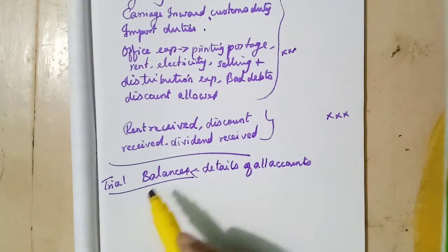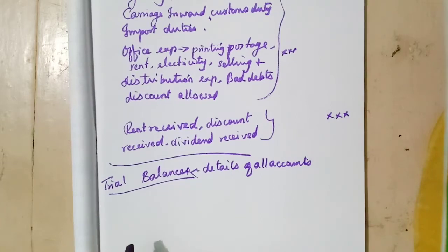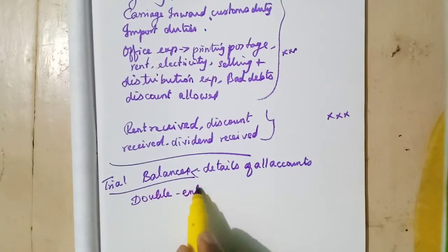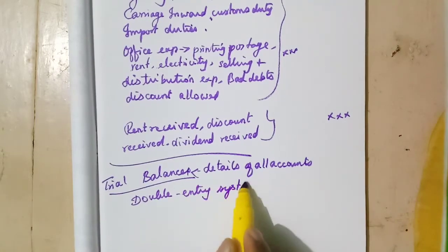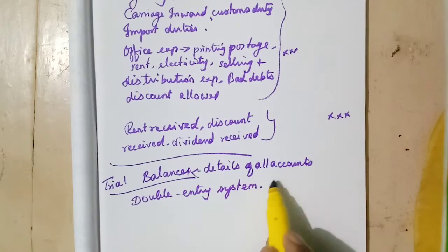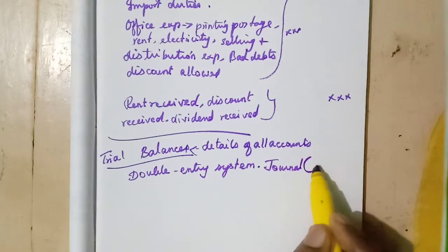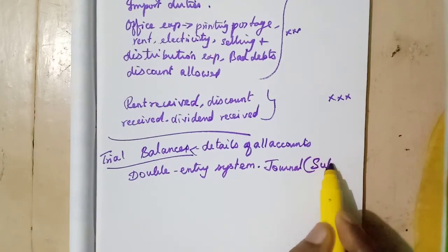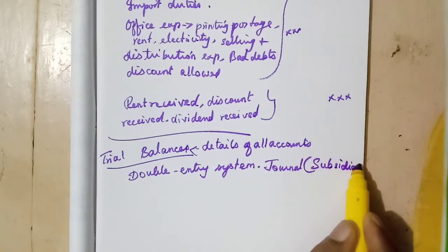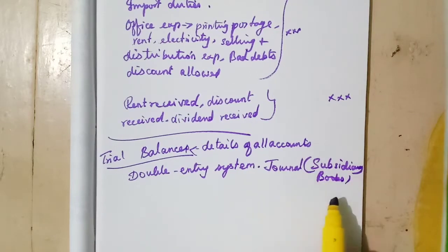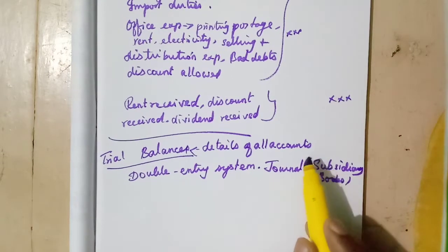Then we are entering all the debit and credit. Here we prepare the journal entries with the help of the double entry system, isn't it? Following the double entry system only, we prepare the journal entries. That is the first step, preparing journal or the subsidiary books, which we will learn in the next lesson. Instead of writing journal entries one by one, we will summarize everything and prepare the subsidiary books.